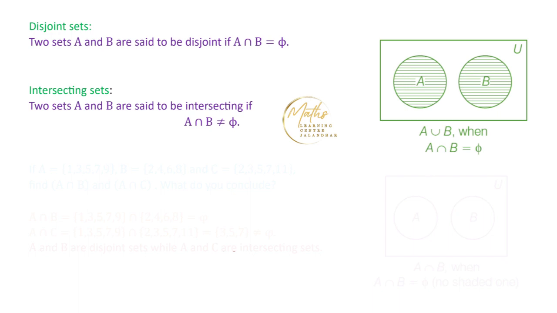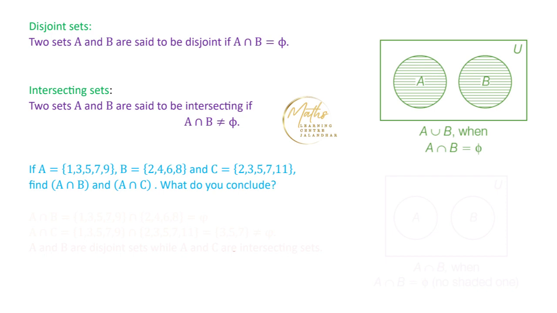Now next we give an example in this regard. Suppose we have the set A, it has elements 1, 3, 5, 7, 9. We have set B, it has elements 2, 4, 6, 8. Then we have set C, it has elements 2, 3, 5, 7, 11. Then we have to find A intersection B, A intersection C, and we have to tell what we can conclude.